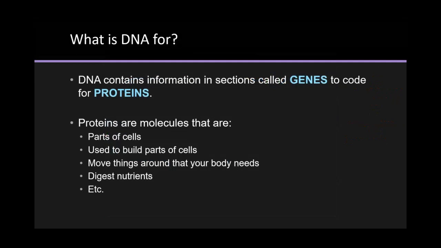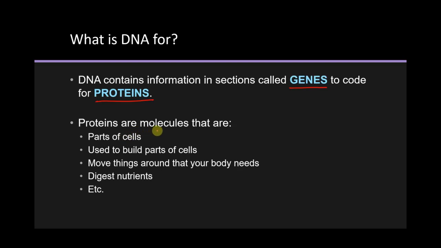Okay, so what is DNA for? We've talked about what it is, we've talked about how it's organized. Well, DNA contains information in sections, and these sections of important DNA are called genes. And these genes code for proteins. Now, proteins you've probably heard of with respect to eating. You'll have proteins as part of your diet. Some people eat meat for that. Some people eat a well-balanced vegetarian or vegan diet to receive all of their proteins, whatever suits you as long as you're healthy.